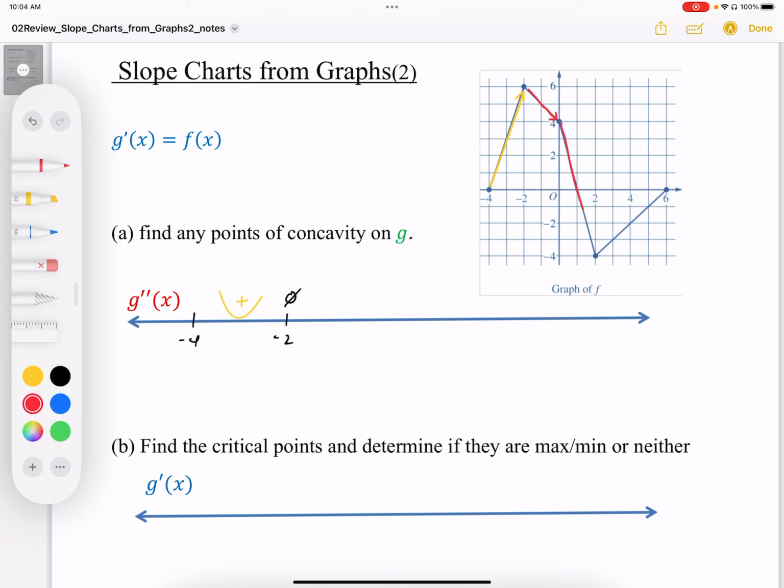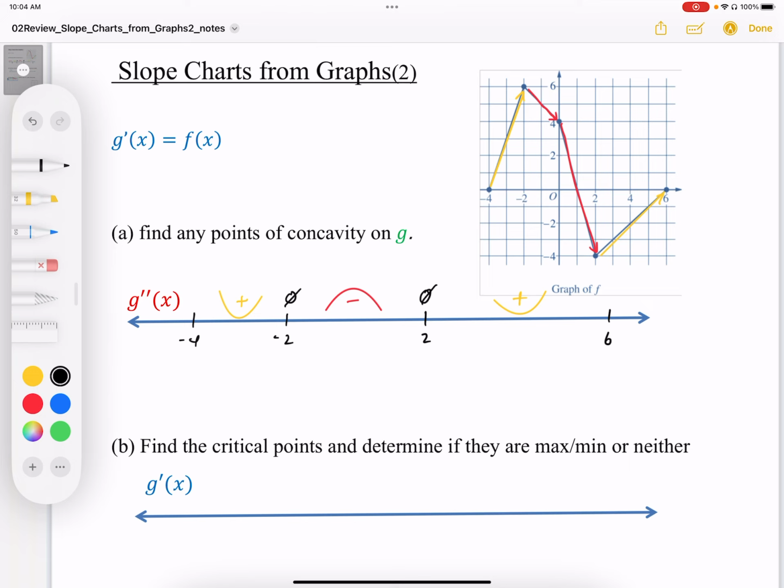So sloping down, down, all the way down to +2. So between -2 and +2, although it changes direction, the slope is always negative. So we're going to have negative concavity in here, which means it's concave down. From +2 all the way to the endpoint 6, again, the first derivative of f is sloping up. That means the second derivative of g is positive. So we have, again, a positive concavity in that region all the way from 2 until the endpoint of 6.